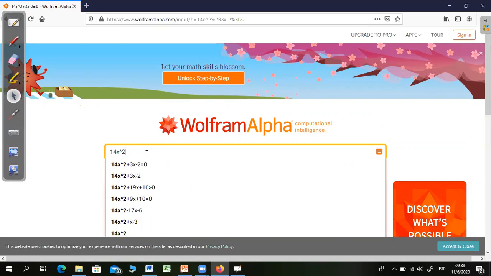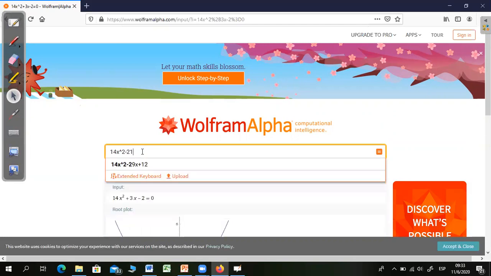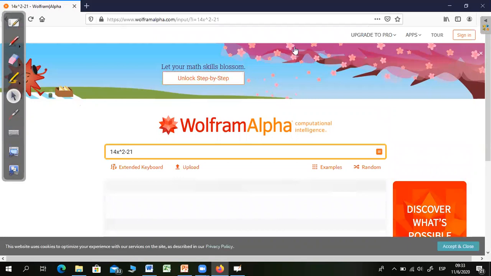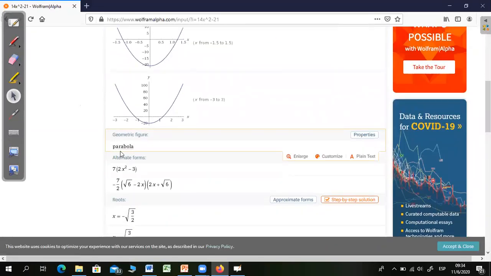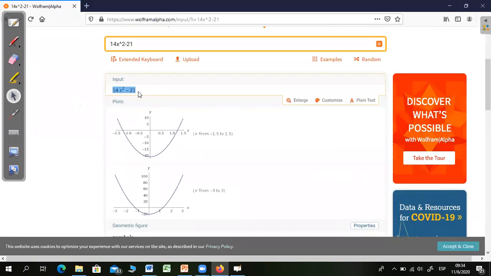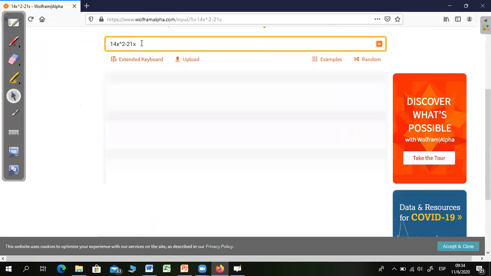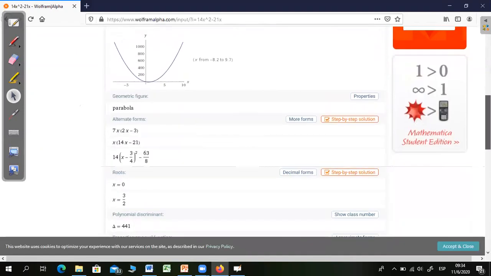So 14x. If you don't find this on your keyboard, just choose one of these options like I told you, and that way you're gonna have that quadratic expression. Here is minus 21. An interesting thing is that it shows you many things. For example, it shows you the graph, and the name of the geometric figure, which in this case is the parabola. Oh, sorry, here is 21x. There was something wrong here, it's 21x, there it is. Now we're gonna see the factorization. That's the parabola, still a parabola, it's a quadratic expression.